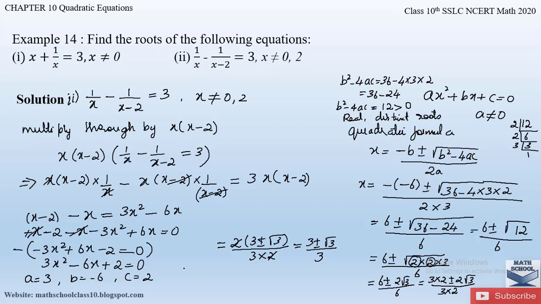So therefore the first root here will be 3, we'll take first plus sign, plus root 3 divided by 3, and x is equal to 3 minus root 3 divided by 3. So these are the 2 roots for the equation given. So this is how we solve the example number 14.